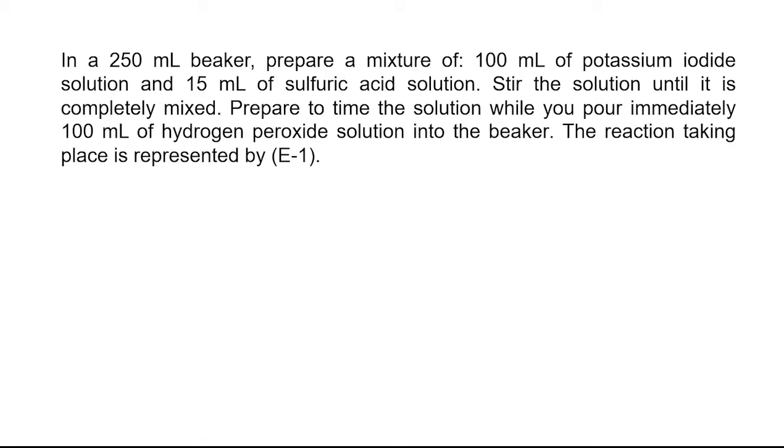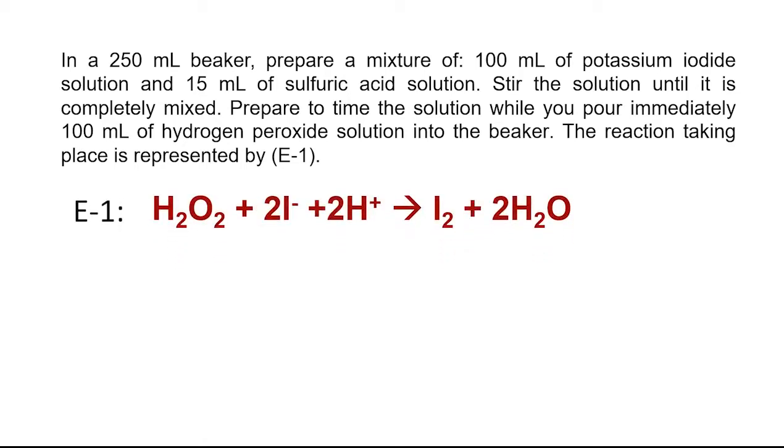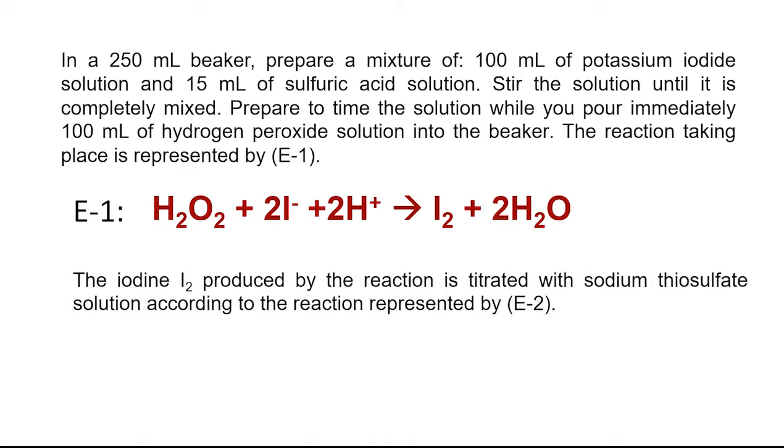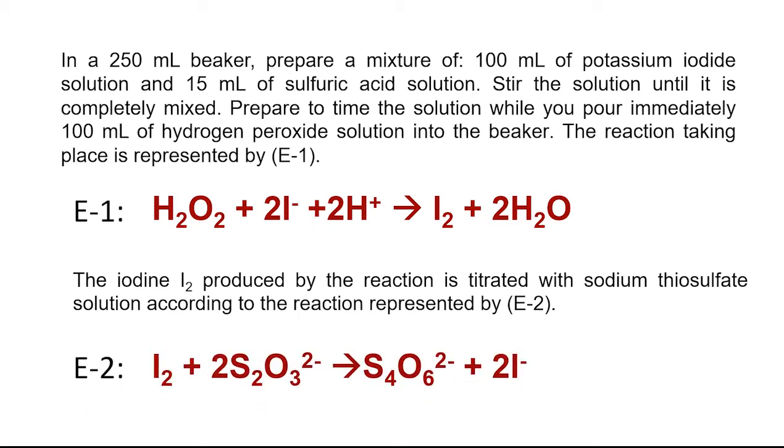The reaction taking place is represented by E1. H2O2 plus 2I- plus 2H+ give I2 plus 2H2O. The iodine I2 produced by the reaction is titrated with sodium thiosulfate solution according to the reaction represented by E2. I2 plus 2S2O3 2- give S4O6 2- plus 2I-.